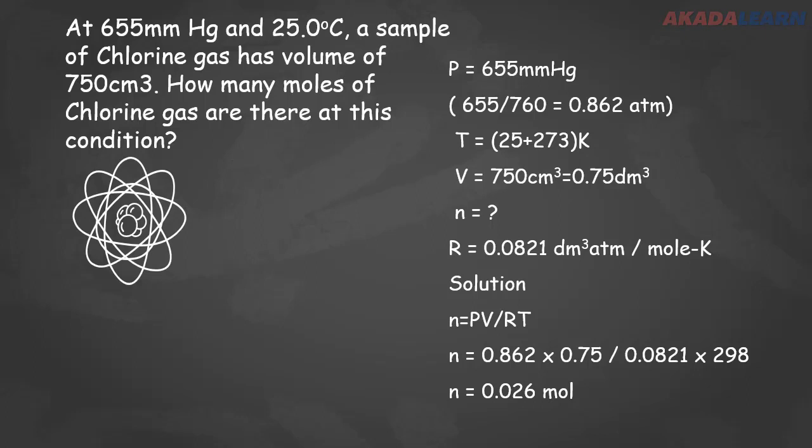Now the final solution: n is equal to PV divided by RT. That's making n the subject of the formula from our initial equation. So we now input the figures appropriately, and after taking the proper evaluation, you will see that n is equal to 0.026 moles.